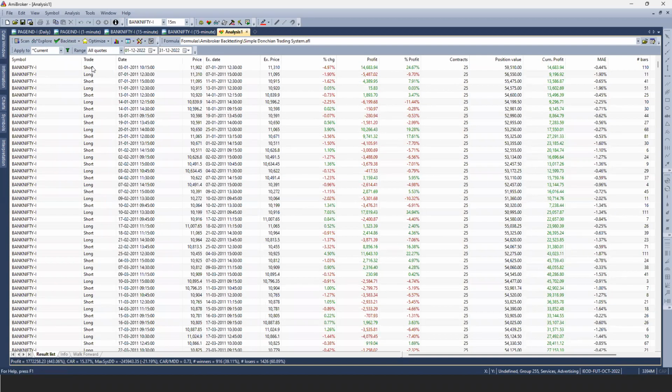So 12 years of intraday data, I'm backtesting on a 15-minute time frame. It hardly took 2 seconds to complete the entire 12 years of data. If you had done the same thing with Python, I'm sure it would have taken a minimum of 1 minute to complete the backtest. So that's how powerful Amibroker is, right? It has one of the fastest backtesting engines in the world.